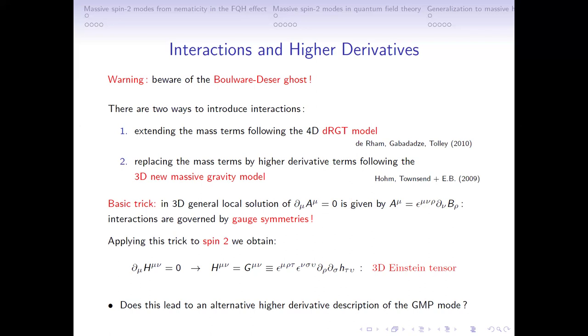This is, in some sense, the analog of what's called topological massive gravity. I talked to you about Fierz-Pauli and a kind of square Fierz-Pauli, the higher-derivative version. So it's topological massive gravity, and this is the analog.